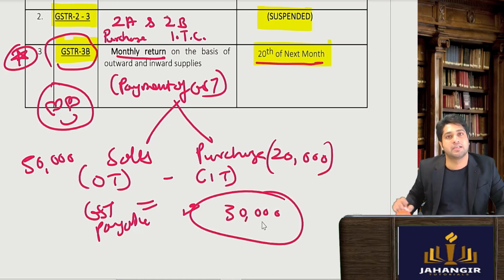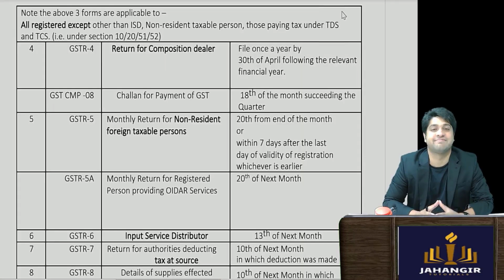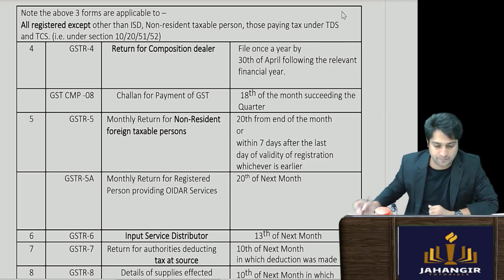GST payable is 30,000. So it's like taking a credit of the tax paid earlier. Your GSTR 1 to GSTR 3B were made for all registered persons except a few. For these few, we have other forms made.